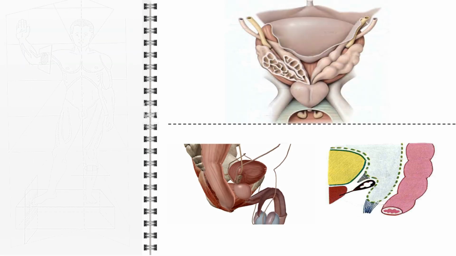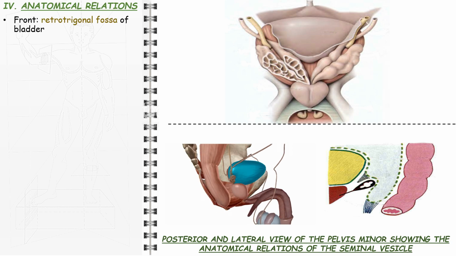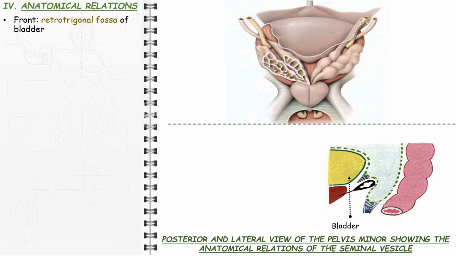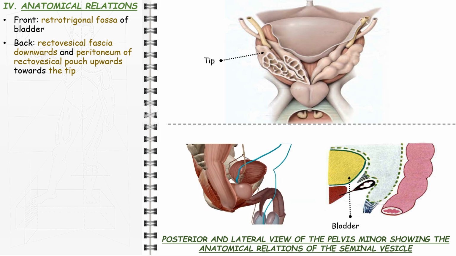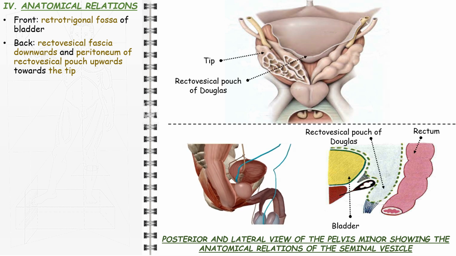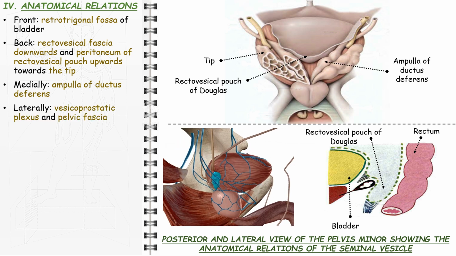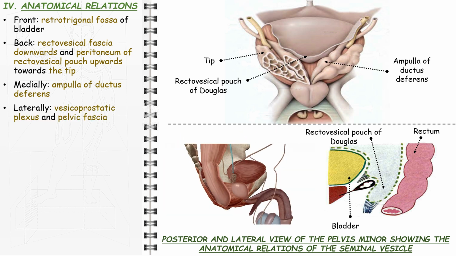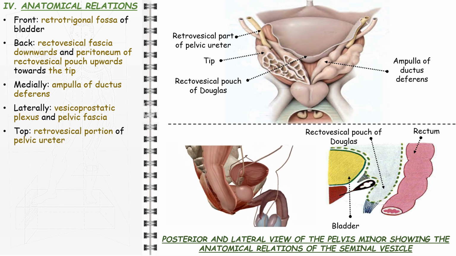The seminal vesicle is applied against the retrotrigonal fossa of the bladder. Backwards, the rectovesical fascia covers the gland downwards and the peritoneum of the rectovesical pouch upwards towards the tip. Medially, it lies next to the ampulla of the ductus deferens, laterally next to the vesicoprostatic plexus and pelvic fascia, on top, below the retrovesical portion of the pelvic ureter and, downwards, above the prostate.